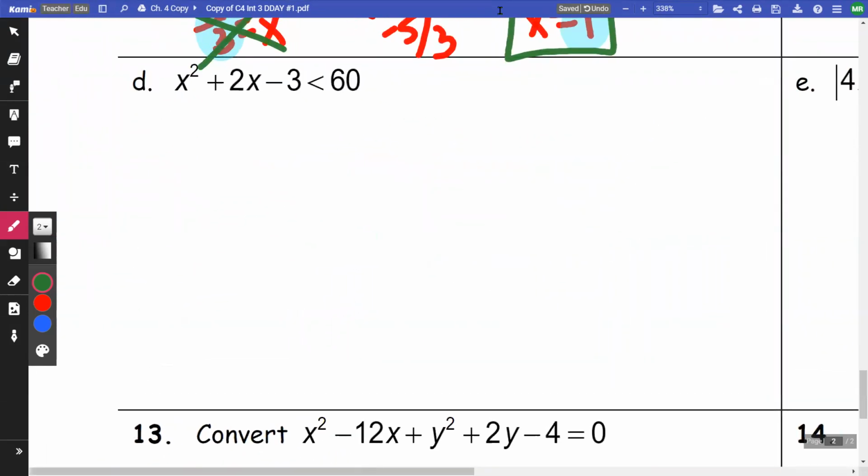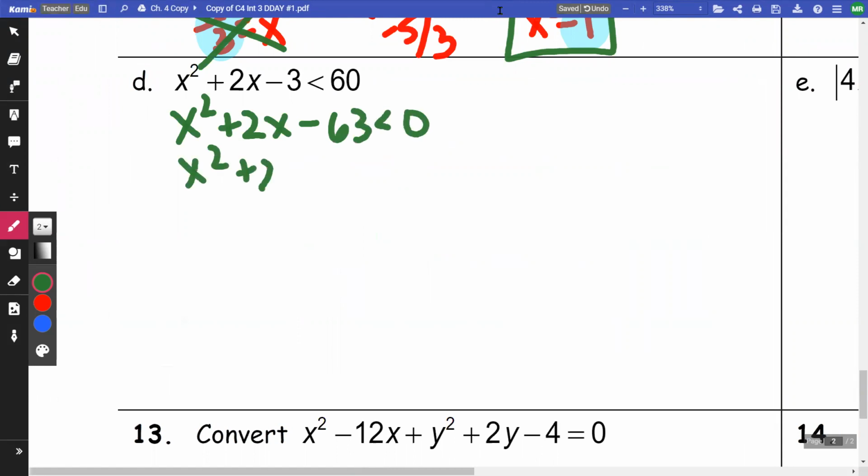Okay, letter D, inequality. So I am going to get everything on one side. So I'm going to minus my 60, which is going to give me a negative 63. So basically, that's the inequality I want to solve and shade. But let me set it equal to 0 to figure out what my boundary points are.